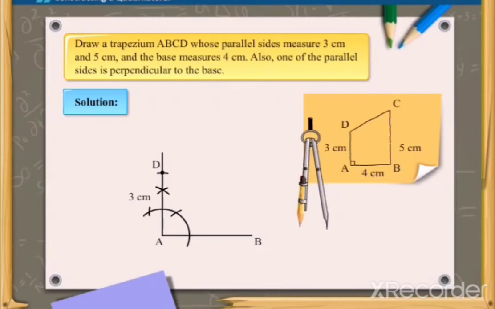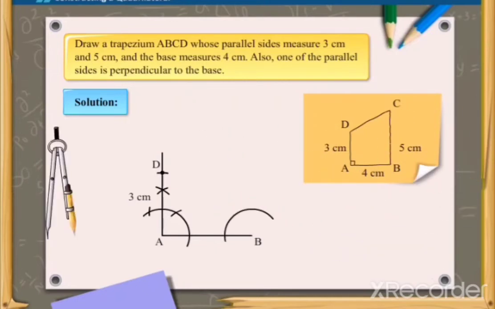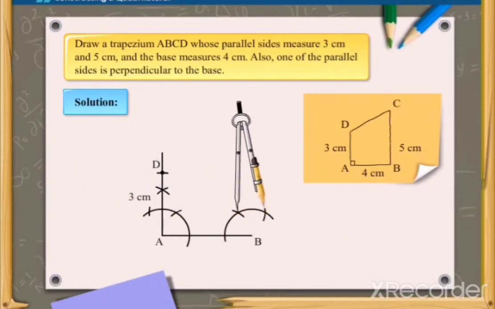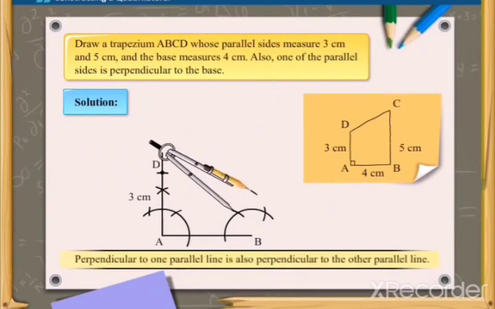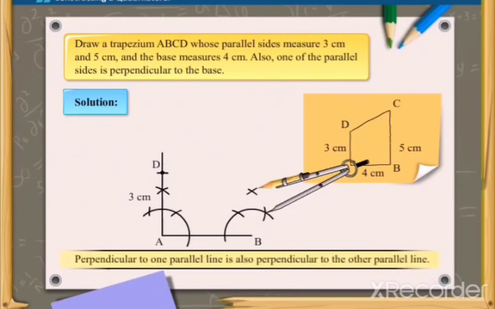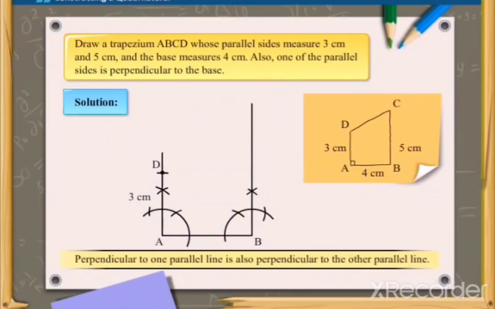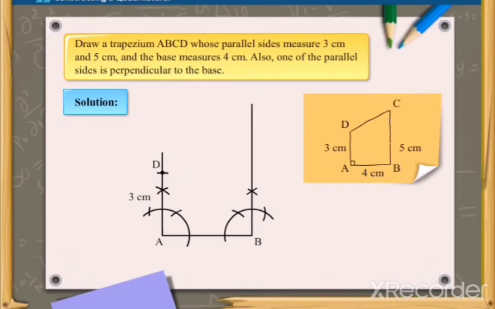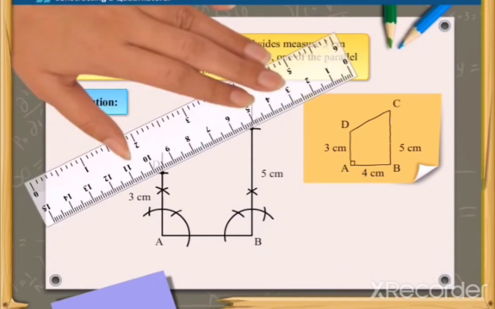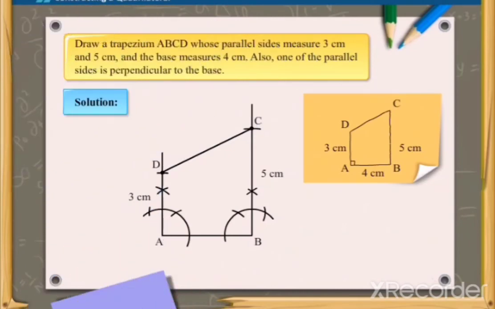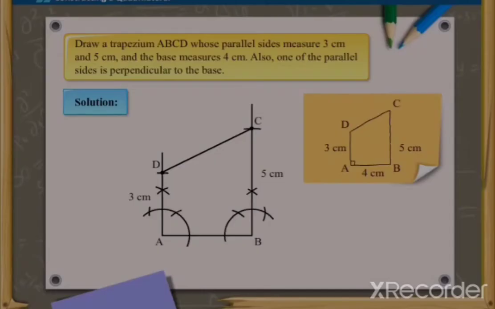Now, the other parallel side will also be perpendicular to the base. This is because a perpendicular to one parallel line is also perpendicular to the other parallel line. Hence, we will draw another perpendicular from B and draw an arc of radius 5 centimeters from B, intersecting the perpendicular at C. Joining C and D gives us the required quadrilateral.